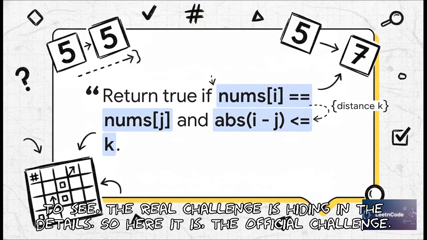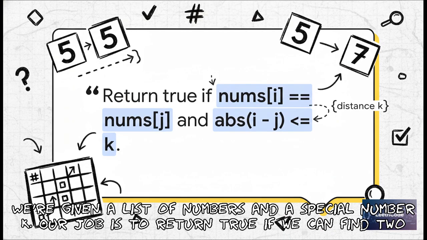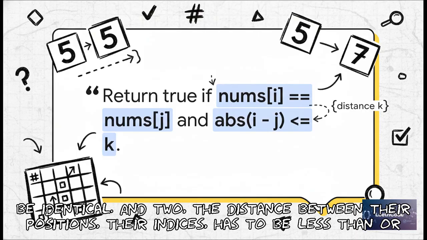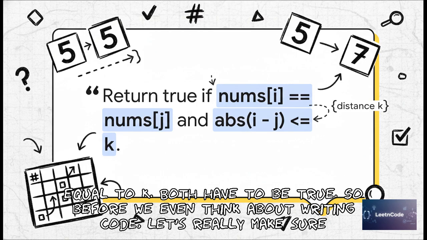So here it is, the official challenge. We're given a list of numbers and a special number k. Our job is to return true if we can find two numbers in that list that meet two very specific conditions at the same time. One, the numbers have to be identical. And two, the distance between their positions, their indices, has to be less than or equal to k. Both have to be true.